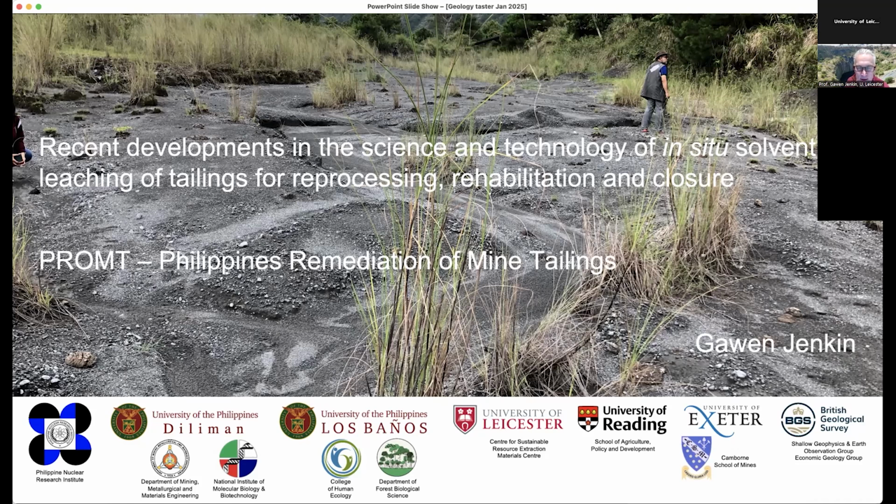And the problem with these mine tailings is that they are contaminated with residual metals that are toxic, things like copper in there, and also that they can sometimes collapse and fail and cause big disasters. And so we're looking at ways in which to remediate them, to remove the copper and make them less toxic and stabilize them as well.